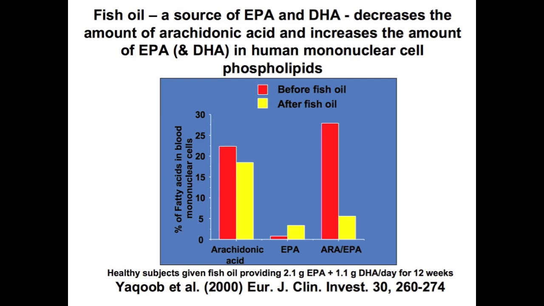So I'm going to show you some data of those sorts of studies. This is a study where we gave healthy people omega-3 fatty acids, 2 grams of EPA and 1 gram of DHA per day, every day for 3 months. And this is the amount of arachidonic acid, that inflammatory chemical precursor, and of EPA in the membranes of their white blood cells before the supplementation in red and after the supplementation in yellow.